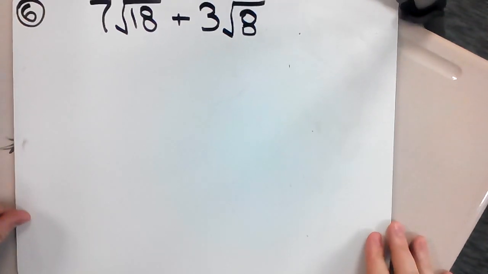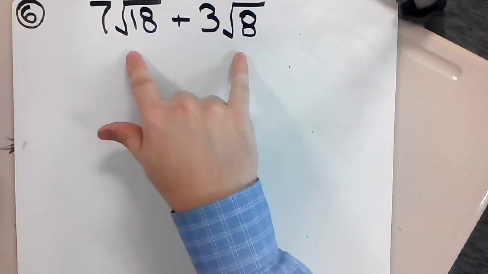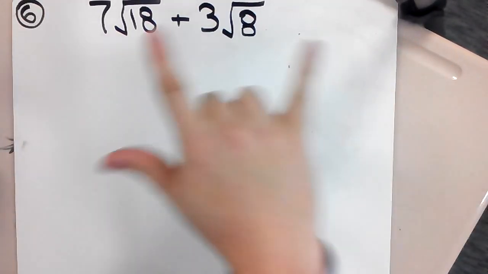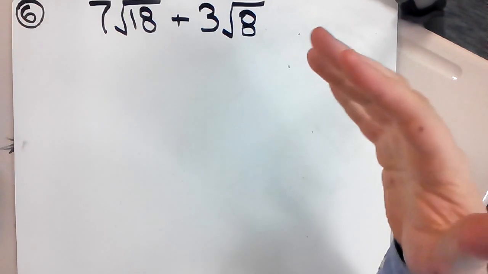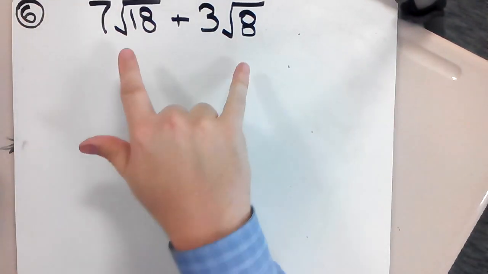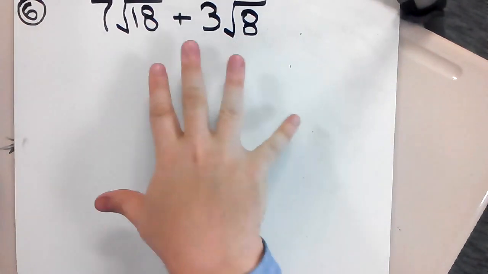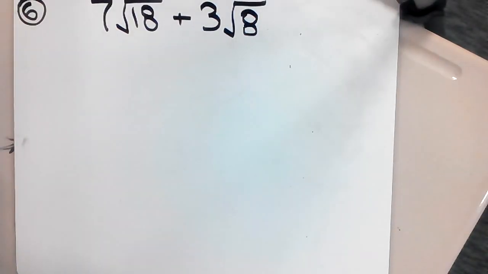Next, here I have to add them. Adding radicals is similar to adding fractions. I could only add fractions when they have like denominators. Or even when I have variables, they have to have like exponents. These guys here, inside the square roots, have to be the same. Let's see if I can get that to happen.